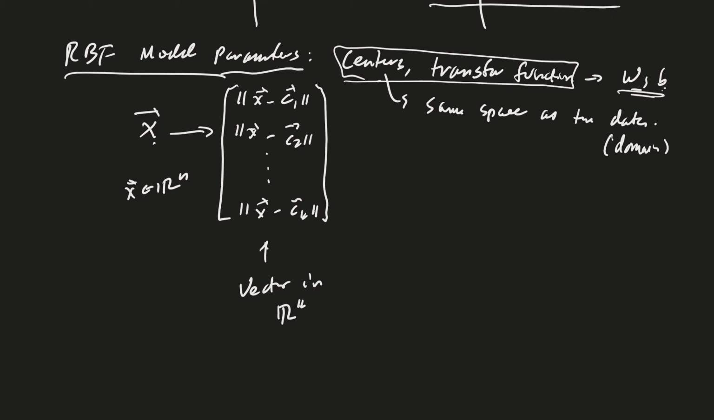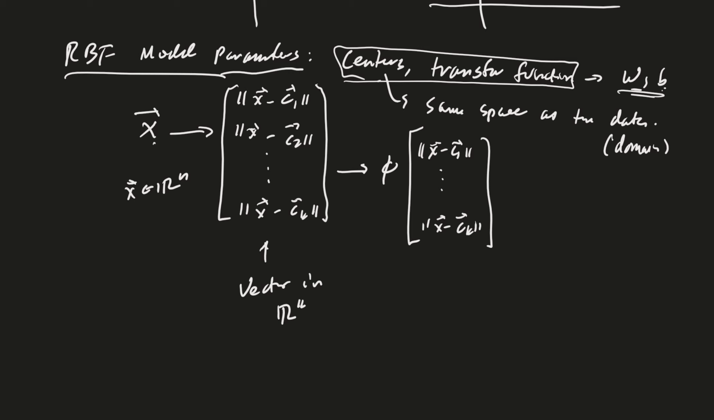Good. And now what I'm going to do with this is apply phi to each of these elements. And phi is called the transfer function. So phi is going to be applied to this vector. And what I mean by that is it's applied element-wise, right?